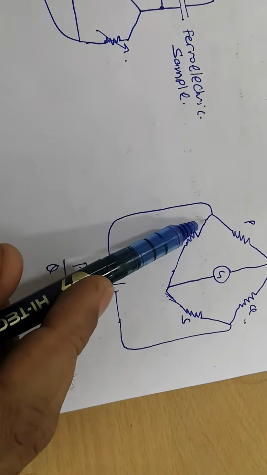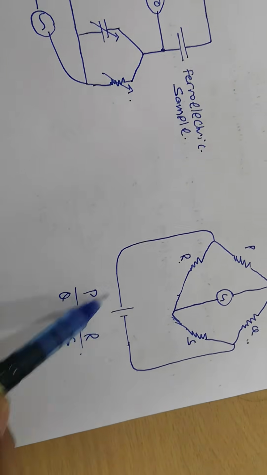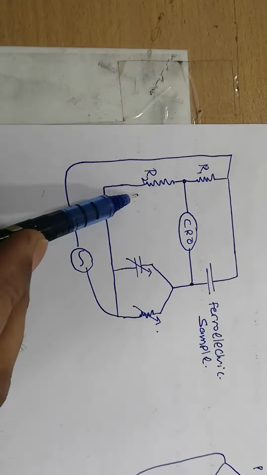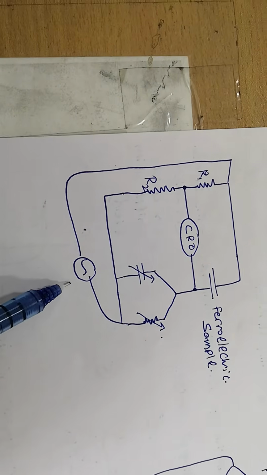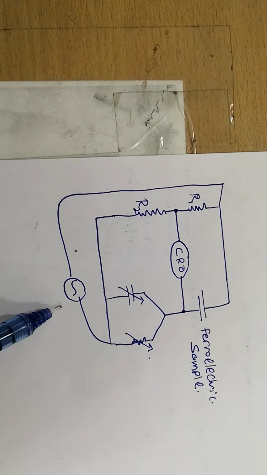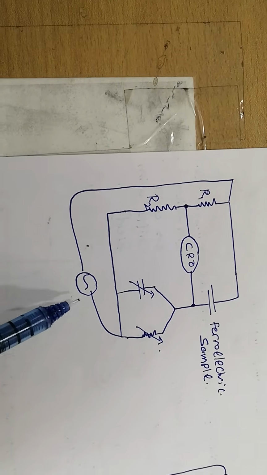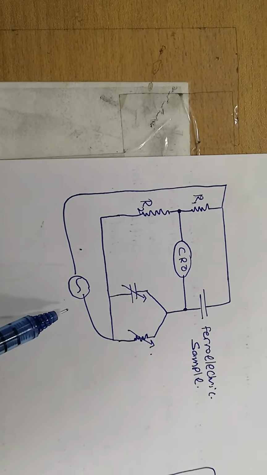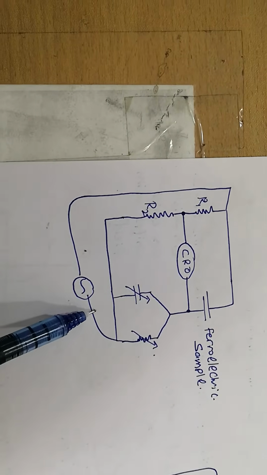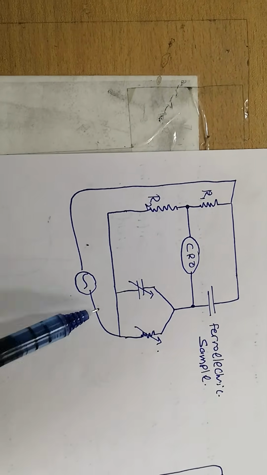So like here is a power supply, and same we apply power, right? So in the Sawyer-Tower circuit we just try to balance our circuit, right?